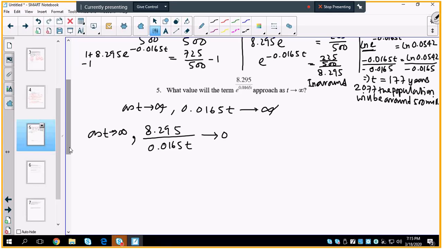So hence, as t goes to infinity, e to the power 8.295 over 0.0165t will go to e to the power 0, which is 1. So this number will approach 1.